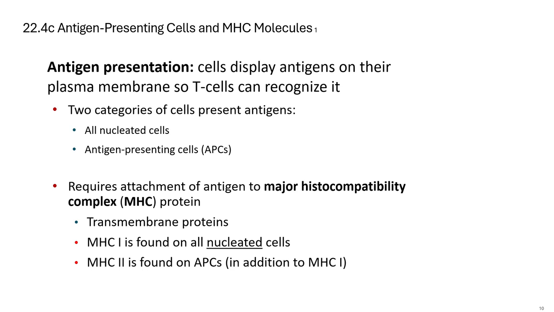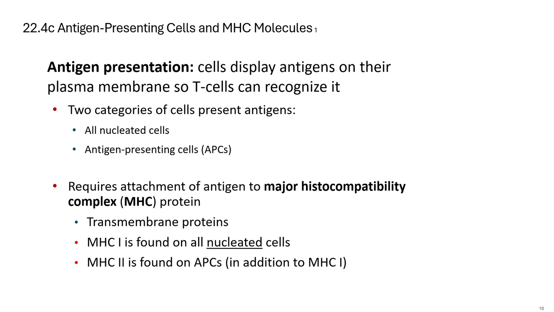This is a gene in our DNA that codes for these proteins, and these proteins are synthesized in the cell. They are bound to an antigen, and then that antigen-MHC complex structure is inserted into the membrane of our cells. There are two main types of MHCs, MHC1 and MHC2.